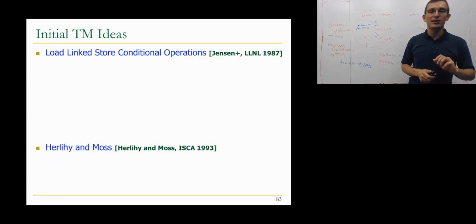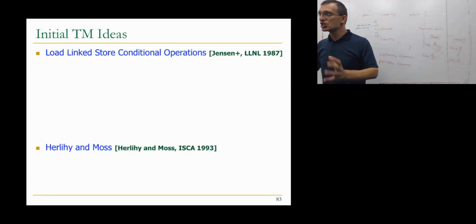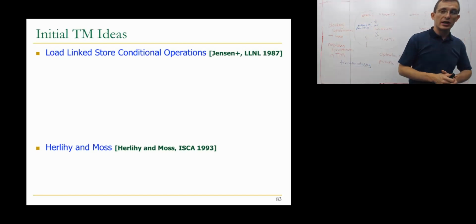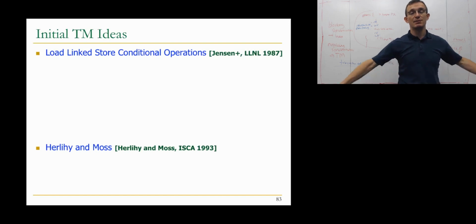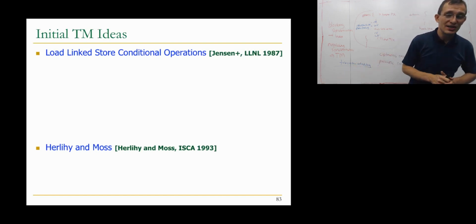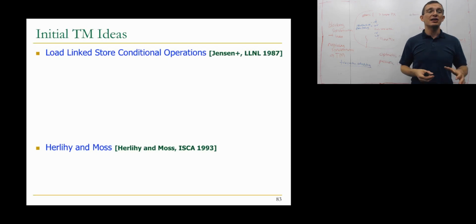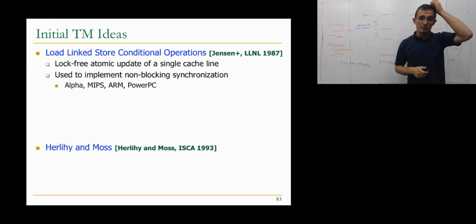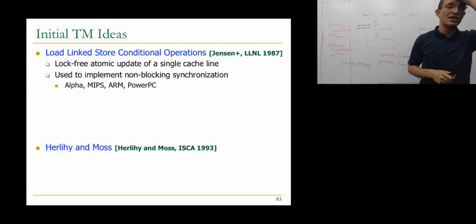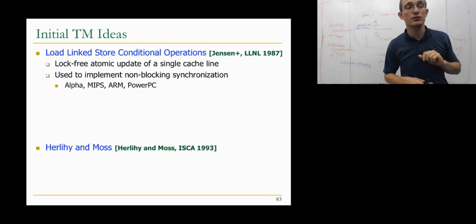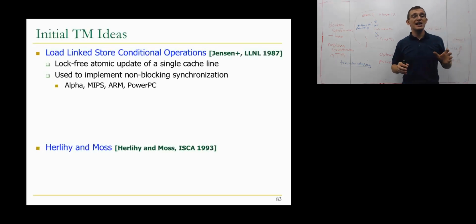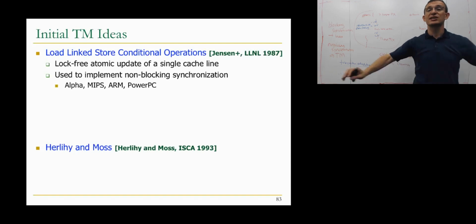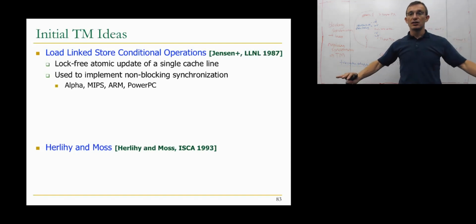Let's go back to the beginnings a little bit and talk about some of the initial TM ideas and current implementations very briefly, and then we'll conclude transactional memory in particular and speculation in parallel machines in general. Transactional memory is actually inspired by load-linked store conditional operations. And the Jensen paper, a Lawrence Livermore National Lab technical report from 1987, is the first one that introduced this. But the basic idea is to have an instruction that does an atomic update of a single cache line without any lock. We don't want any locks.